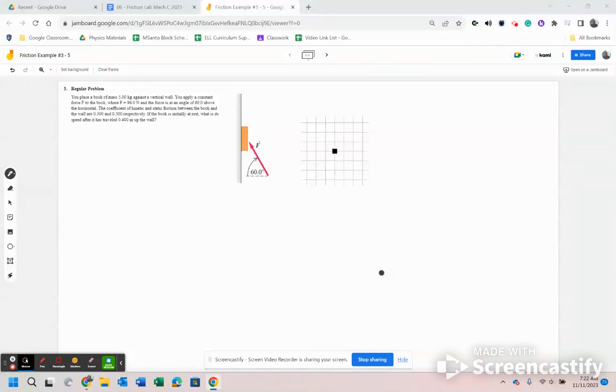All right, example problem number 3. We are pushing a book against a wall. They give us the coefficients of static and kinetic friction. They tell us the book is initially at rest. What is its speed as it has traveled 0.4 meters up the wall?